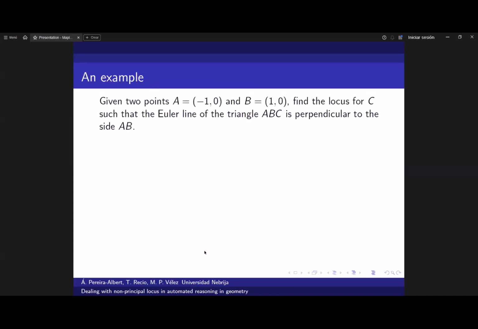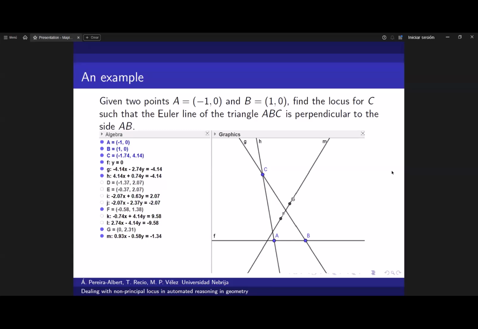So let's look at an example. We have two points, A and B. A is the point (-1, 0), B is the point (1, 0). We are going to place a third point on the plane so that we get a triangle ABC, and we want to know where we can put C so that the Euler line of this triangle is perpendicular to the opposite side of the point C, that is, to the side AB. We can draw this in GeoGebra.